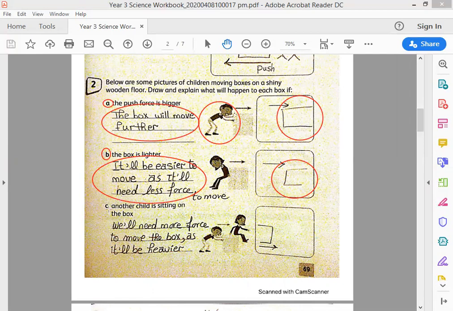In question C, it told you that another child is sitting on the box. What do you think? Will the box be heavy or light? If someone sits on a box and you try to push this box, are you going to apply a small force or a large force? Of course, you are going to exert a very large force because it's a heavy box. That's why I drew the box at the beginning of the picture, because we will need more force to move the box as it will be heavier. I'm going to apply a very large force to move this box because someone is sitting on the box.